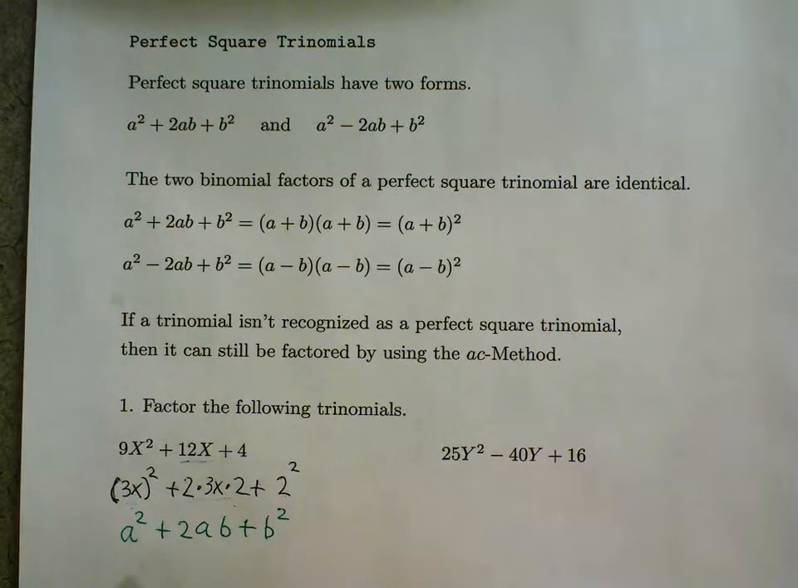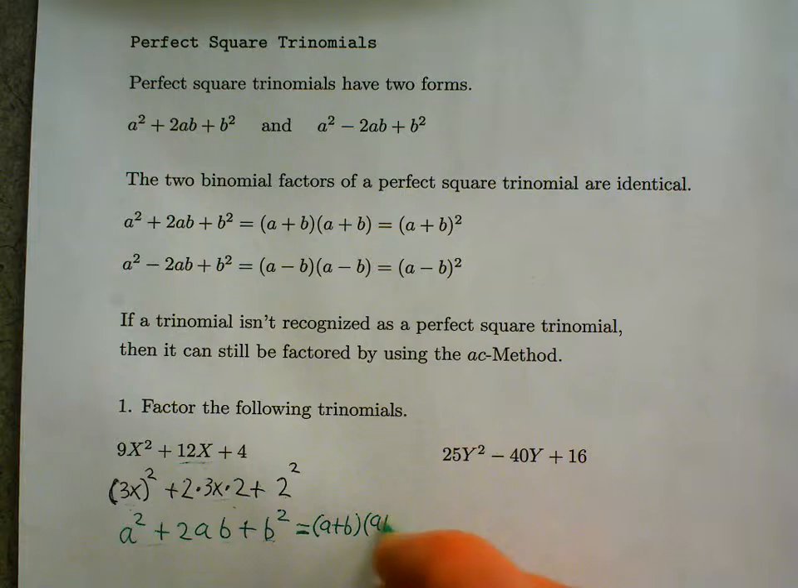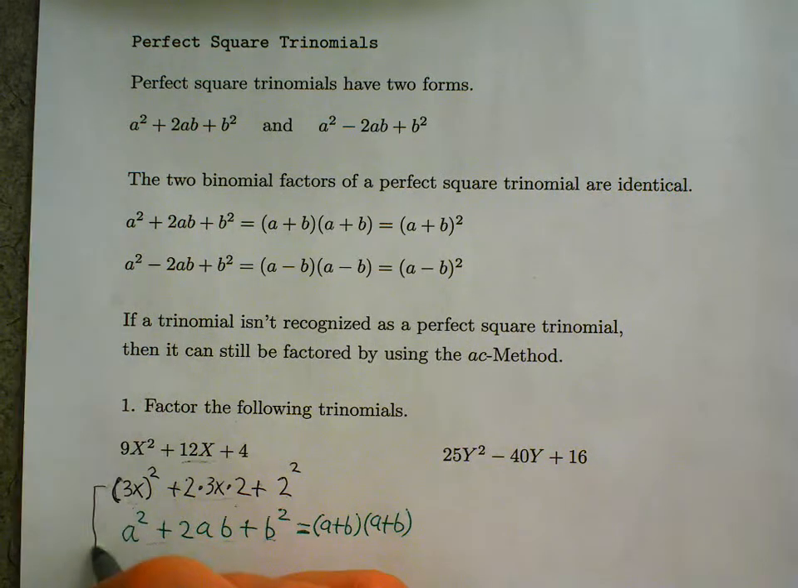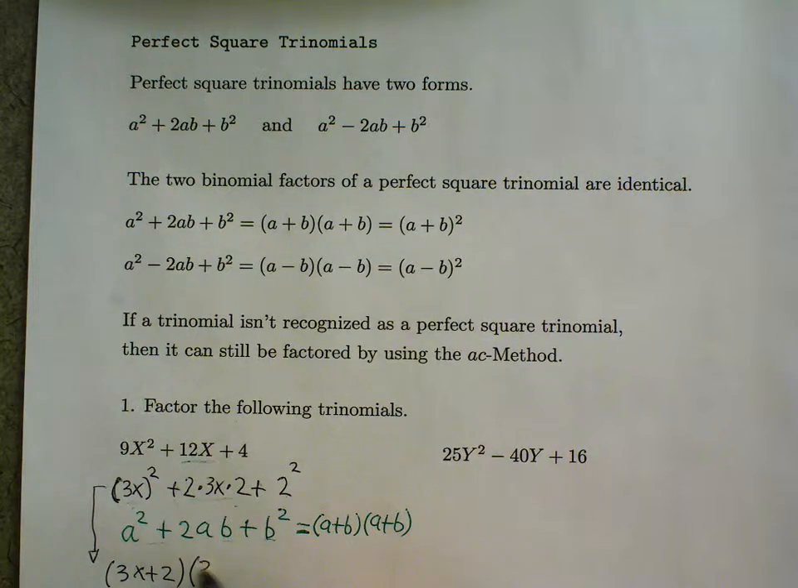That means its two factors have the form, well, if we have a to the second plus 2ab plus b to the second, the two factors are a plus b and a plus b. So if we apply that to this perfect square trinomial, one factor is 3x plus 2. The other factor is identical, 3x plus 2.